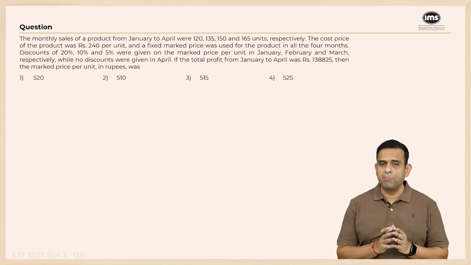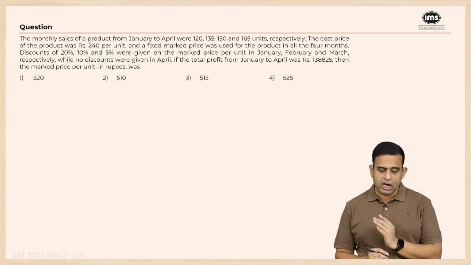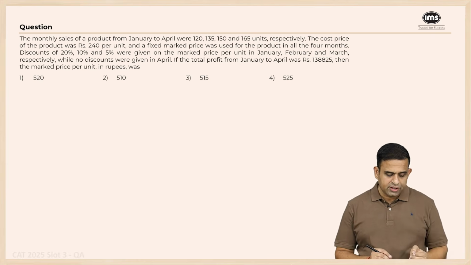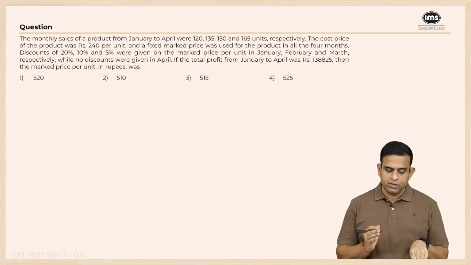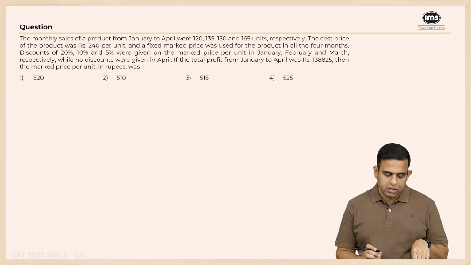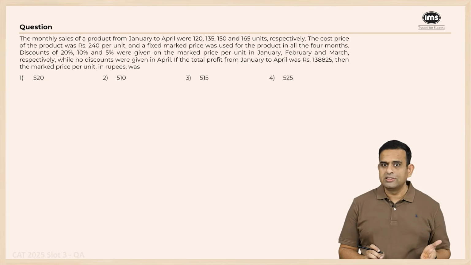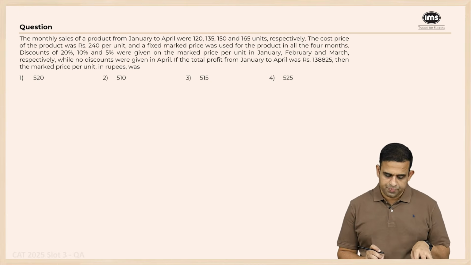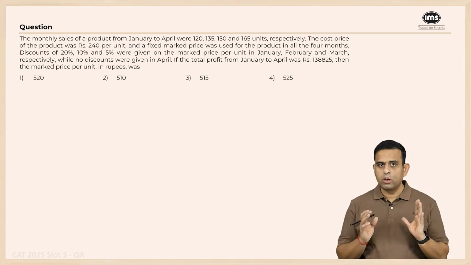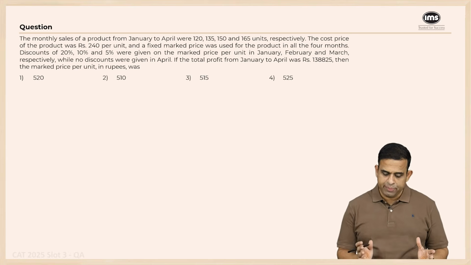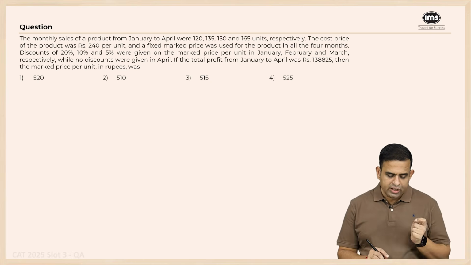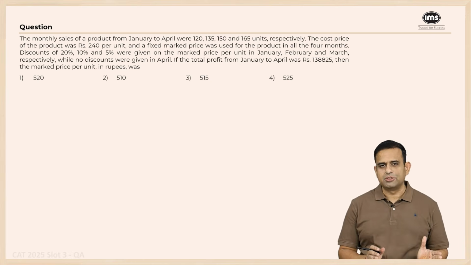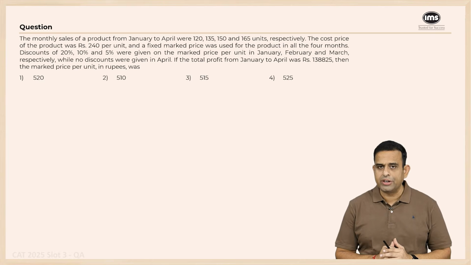So we have a constant mark price in the month of Jan, Feb, March and April. Then they are saying further the discount of 20%, 10%, 5% were given on the mark price per unit in the month of January, February and March respectively, whereas no discount was offered in the month of April. If the total profit in January, February, March, April came out to be 1,38,825, then the mark price per unit in rupees was how much? So a pretty lengthy question over here.